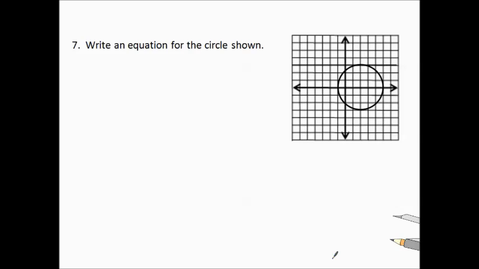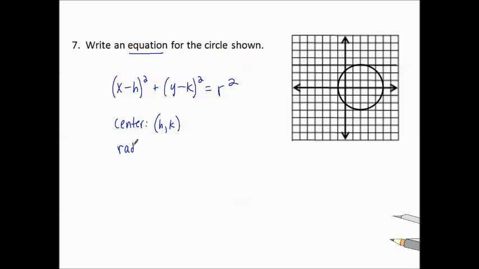Let's look at a few more examples that deal with equations of circles. Write an equation for the circle shown. So remember the equation of our circle, (x - h)² + (y - k)² = r². So what do we need? The center in our equation is (h, k), and the radius in our equation is r.